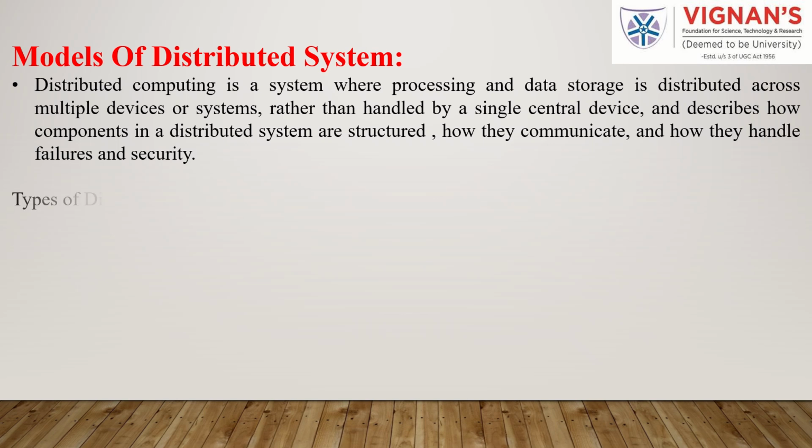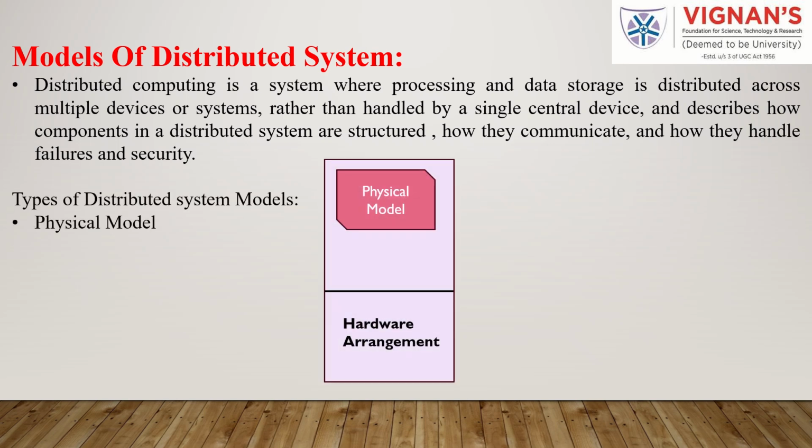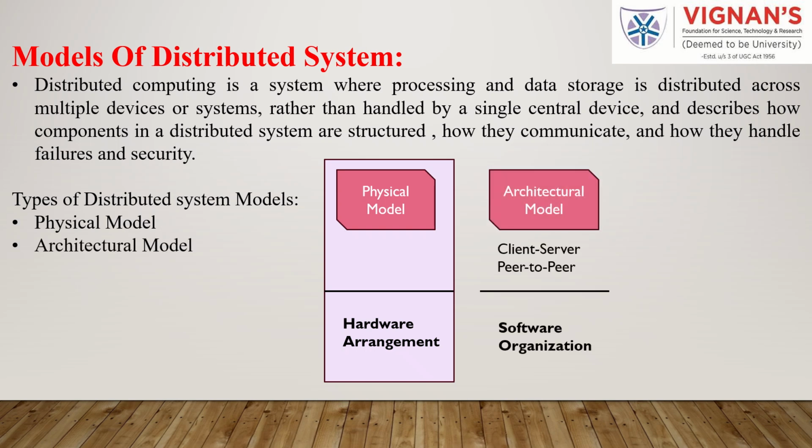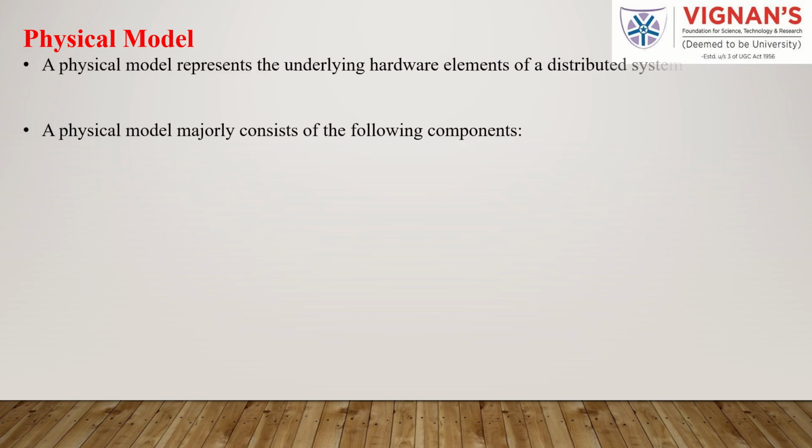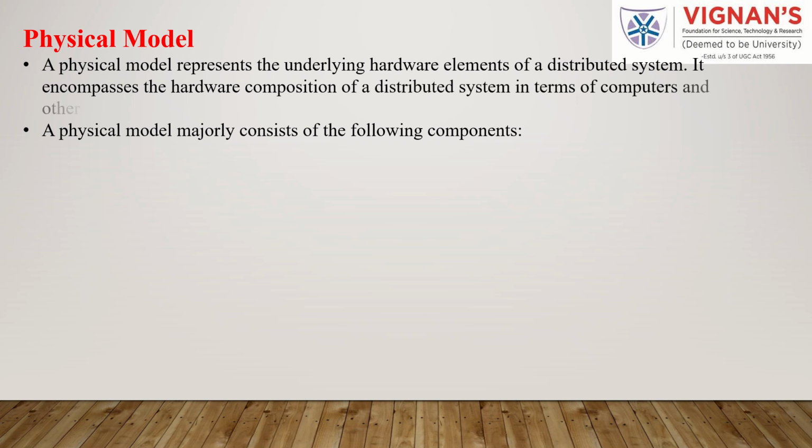Types of distributed system models: physical model, architectural model, fundamental model. Physical model. A physical model represents the underlying hardware elements of a distributed system. It encompasses the hardware composition of a distributed system in terms of computers and other devices and their interconnections. A physical model majorly consists of the following components.